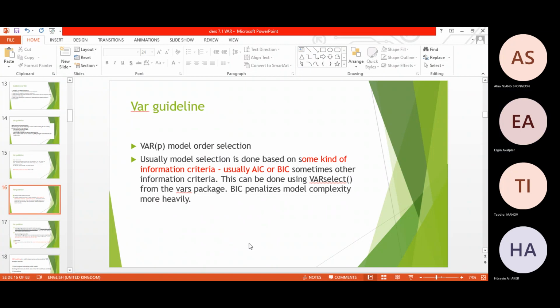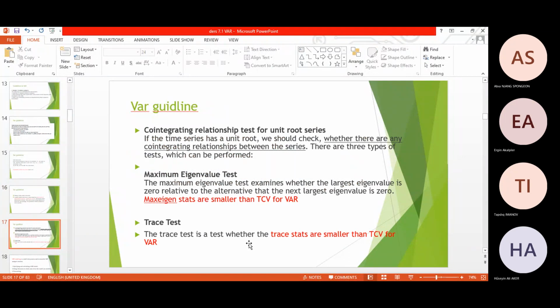For the VAR model order selection, model selection is usually done based on some kind of information criteria. We are using the Akaike info criteria or the Bayesian info criteria, the Schwarz Bayesian info criteria. Sometimes other information criteria are used, and this can be done using the VAR selection from the vars package. The Bayesian info criteria penalizes model complexity more heavily.